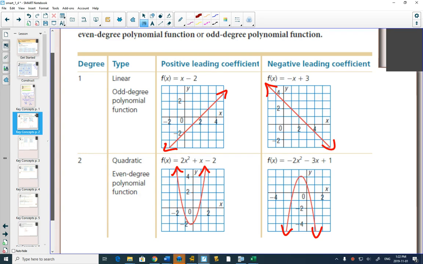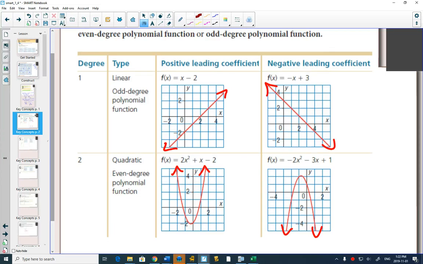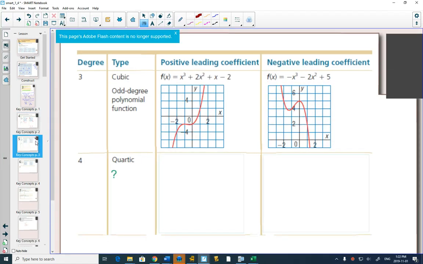But now we get into the ones that are new. So if we look at a cubic, it's an odd degree. Positive leading coefficient, we think odd degrees act like lines. If it's positive, the end behavior should look like this. Does that match up on our graph? Yes, it does. But it has extra fun stuff happening in the middle.